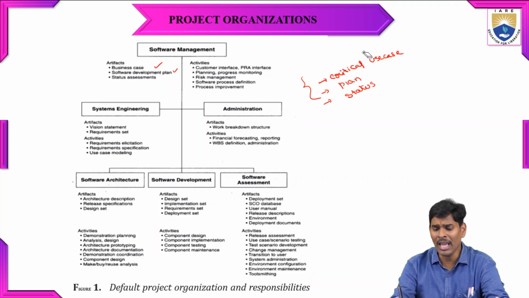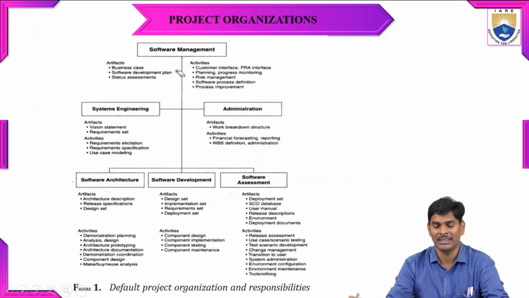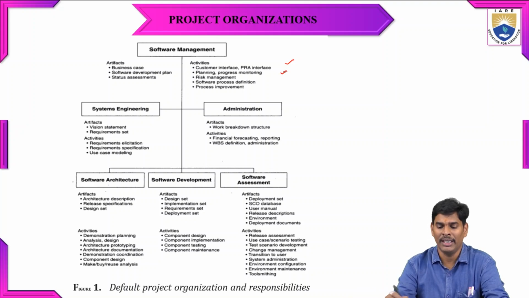So what activities are done by the software project management? They need to interact with the customer interface, and they need to check the PRA, the project review authority interface. When they assign the work, the project review committee has to check the completion rate of the project, along with planning and progress monitoring. They also verify risk management and software process definition. They need to define the process, how it will be communicated from one team to another, and check the improvement of the process. These are the activities done in software management.